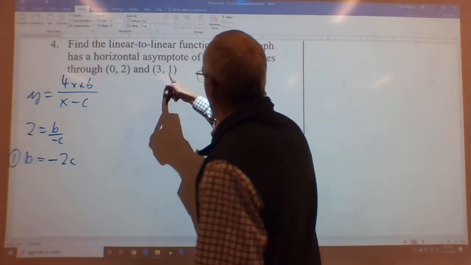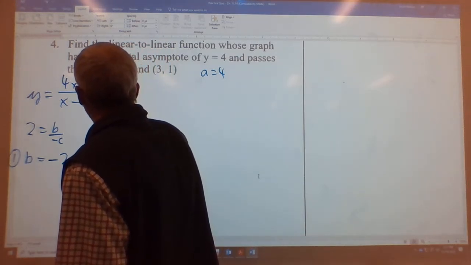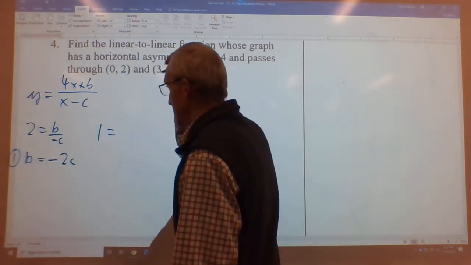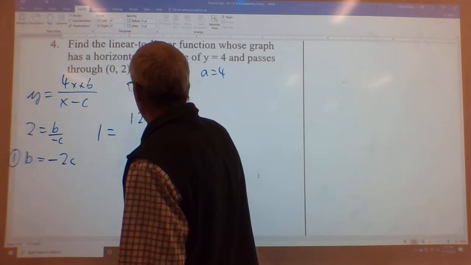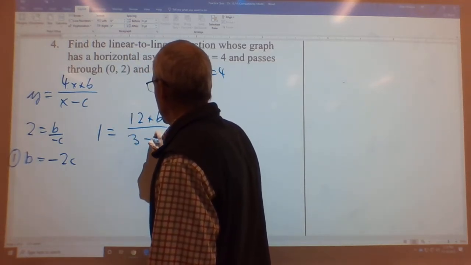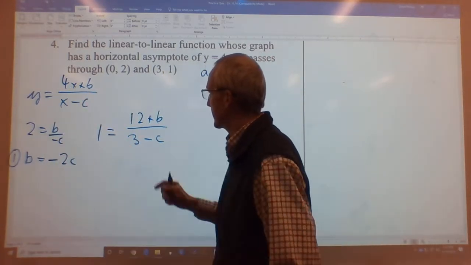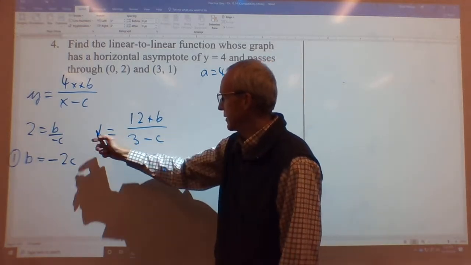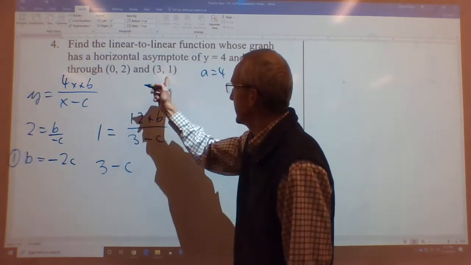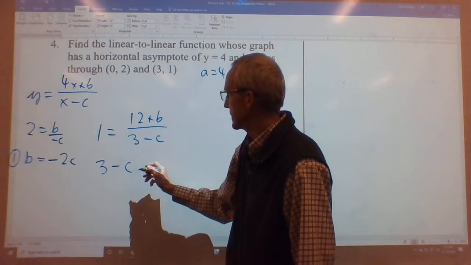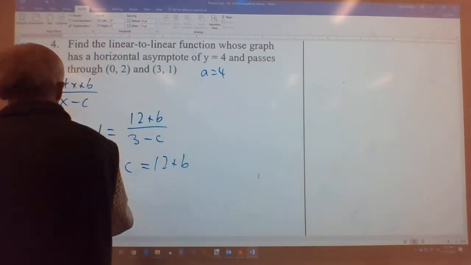Now let's do the other one. x is 3, y is 1. So 1 is equal to, x is 3, that means 4 times 3 is 12. So we have (12 plus b) divided by (3 minus c). Multiply the 3 minus c over here. 3 times 1 is 3 minus c, which is equal to 12 plus b. I gave you nice numbers here. Now we have 2 equations, right?